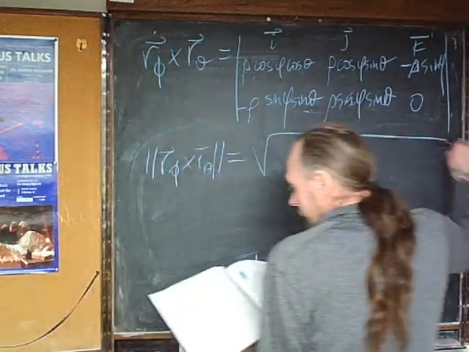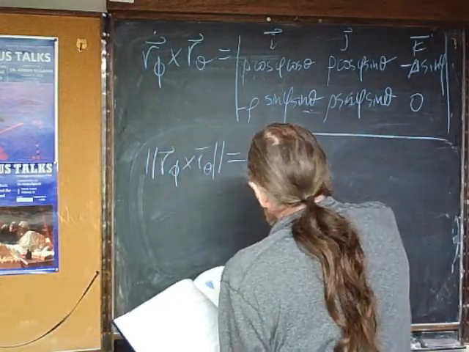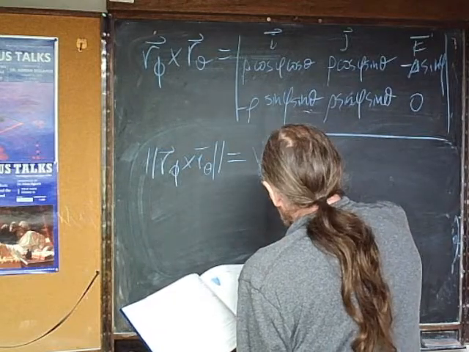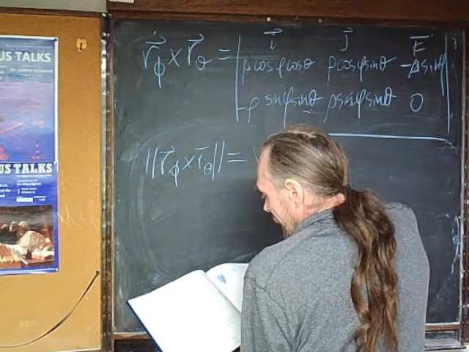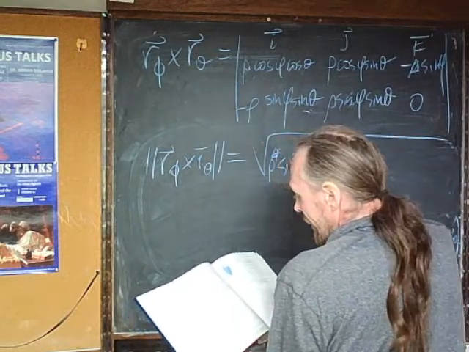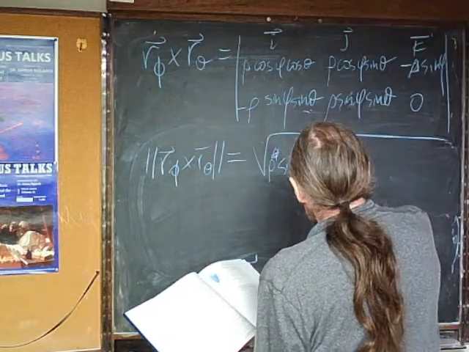So then they're saying the magnitude is the square root of rho to the 4, sine to the 4 phi, cos squared theta.